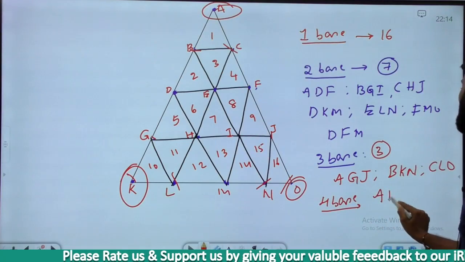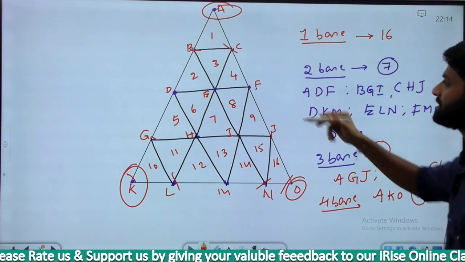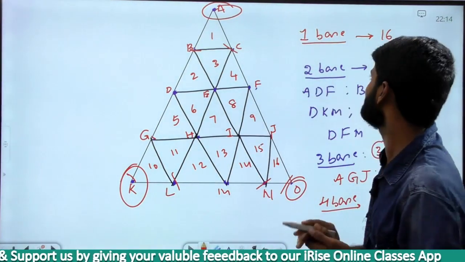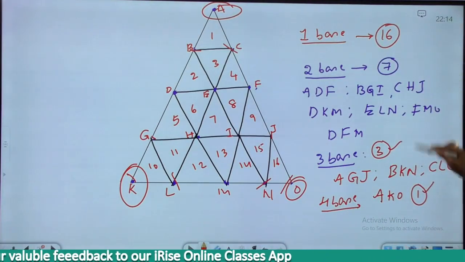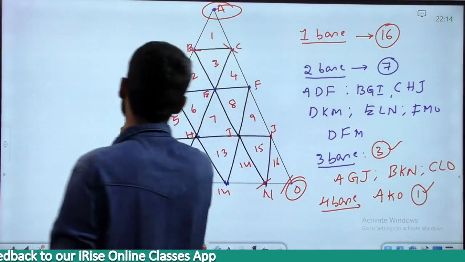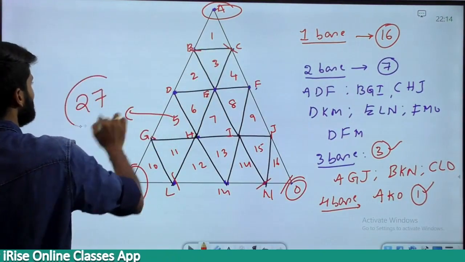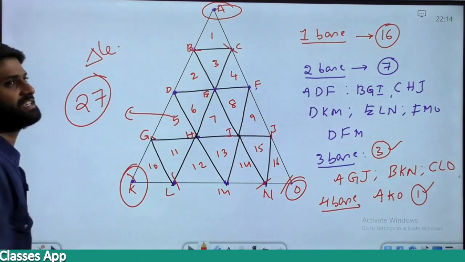So this is the normal counting to count the total number of triangles in the given figure. Here we have 16, here 4; 16 plus 4 is equal to 20, and 20 plus 7 is equal to 27. So in this figure the total number of triangles is 27.